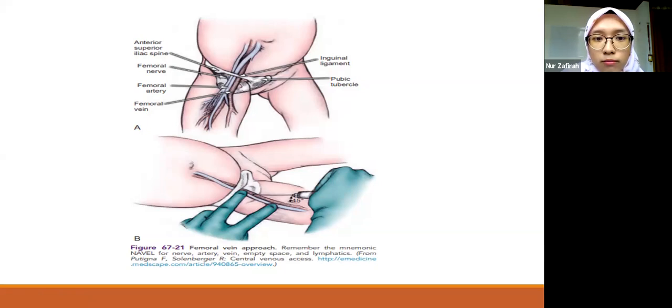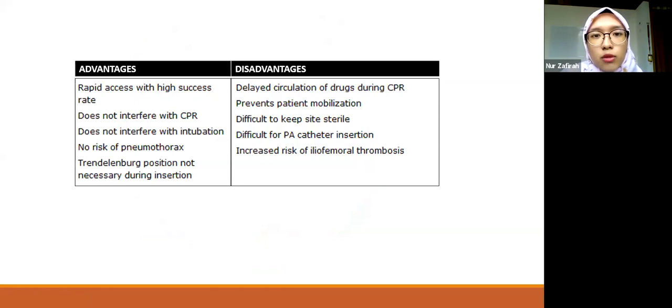Okay, so this is the basic anatomy of the femoral vein. Before that, we need to know the advantages and disadvantages of the femoral vein compared to other central lines. First, the femoral vein is usually the most common site done in children because of good access, and it has rapid access with a high success rate.